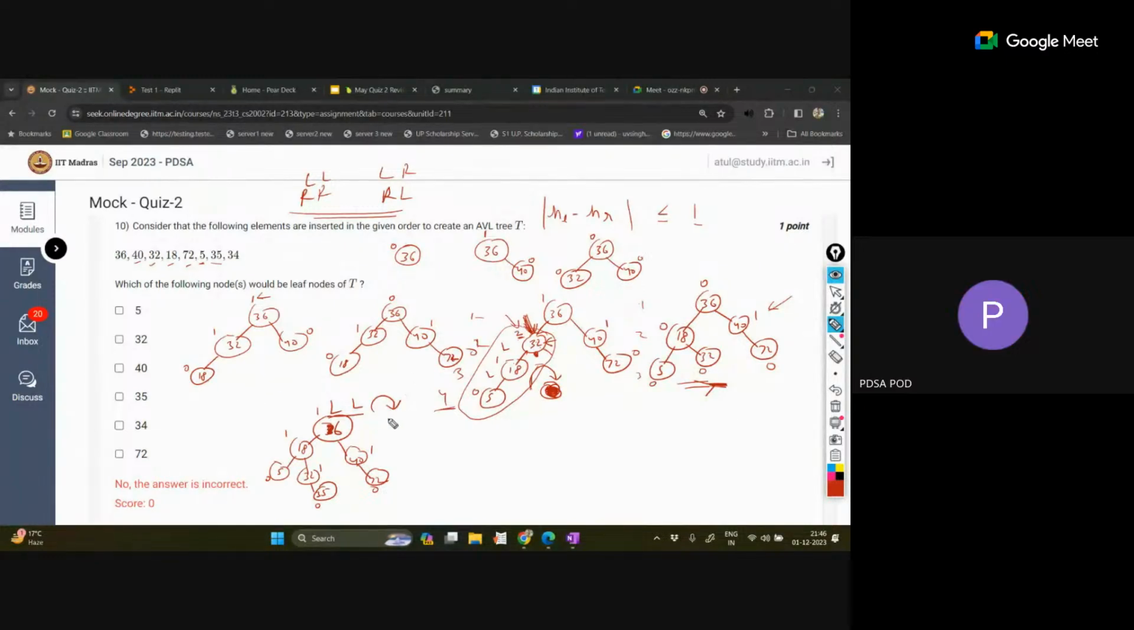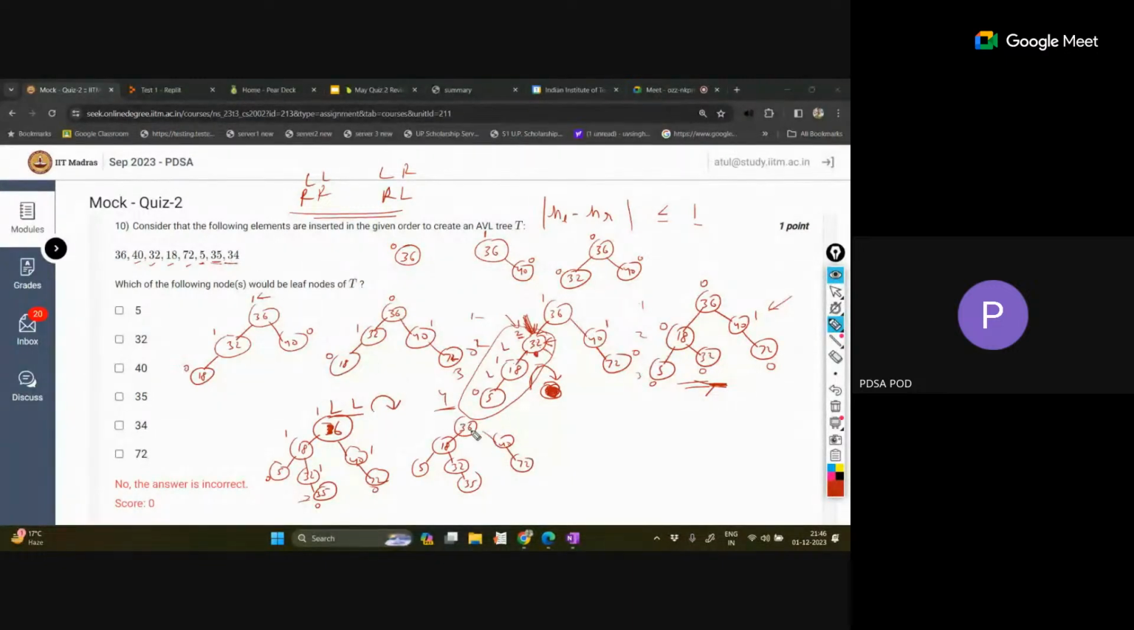Okay, so this is the next step, and we are talking about now 35. 35 is added at this place, but after that we still get all balance factors smaller than or equal to 1, so no problem. Now we will add 34. We have less space, so I'm just creating 36, 18, 5, 32, 35, and 40, and 72.